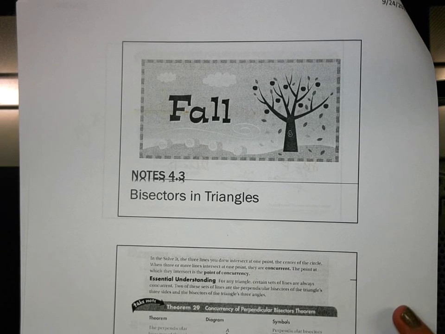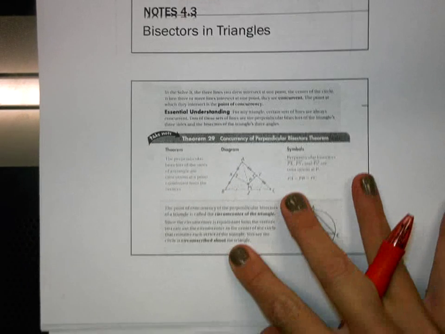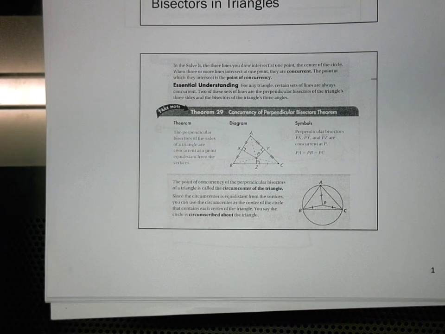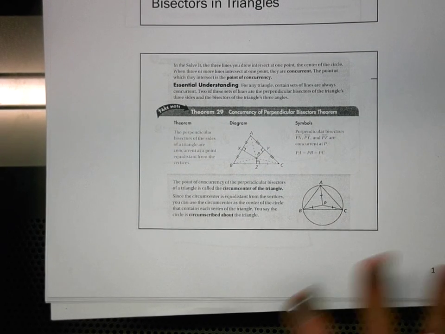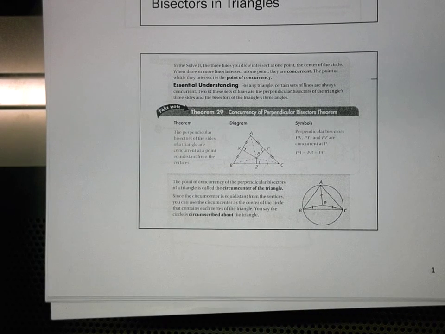Math 2, section 4.3, bisectors and triangles. So we are going to look at a couple different theorems. I said this earlier, but we have that sheet where we're going to write all of our definitions and pictures on it, but we're going to do it during our notes tomorrow, okay?